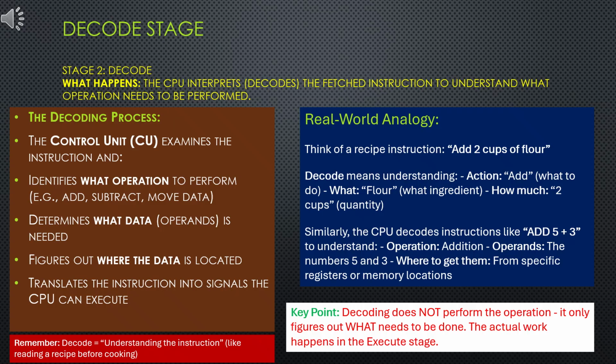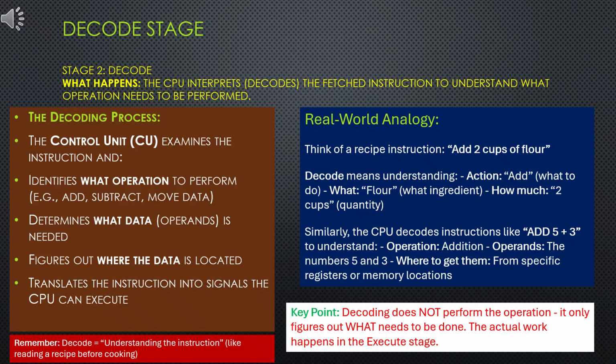Imagine you've just received a letter in a language you don't speak. You have the paper in your hand. That is the first stage. But until you translate it you can't act on it. This is exactly where the decode stage comes in. It is the aha moment for the CPU. The heavy lifting here is done by the control unit, CU.